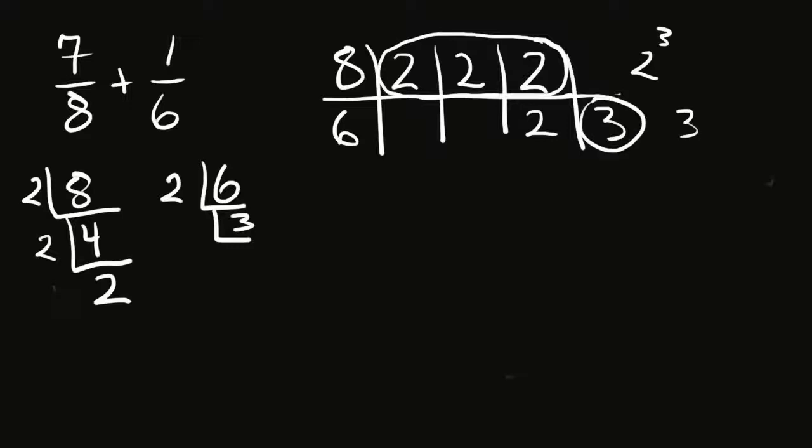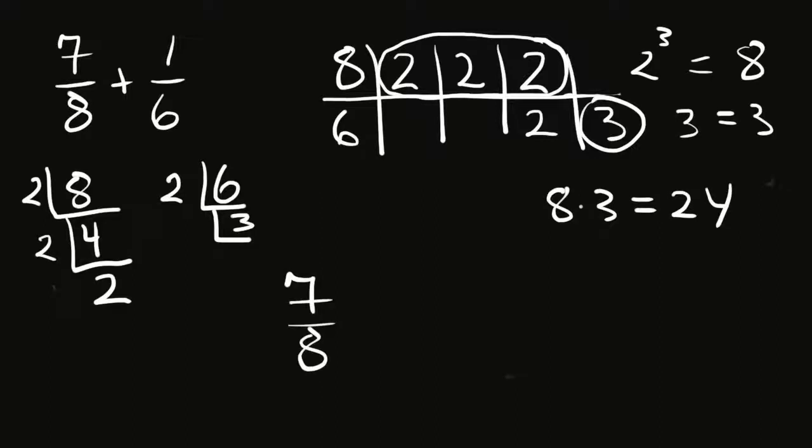Now, 2 times 2 times 2, or 2 cubed, is equal to 8. And 3 is already in the biggest form it's going to be in, so that just stays as it is. So we know that to get the very least, we multiply the very best appearances we got of each prime factor, and that's 8 times 3, which is equal to 24. Now, to combine 7/8 plus 1/6, we want to get 24 in the denominators.